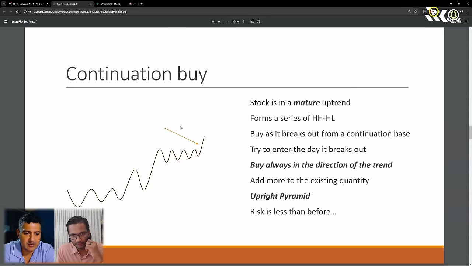This is where I'm interested in continuation buy. The stock is in a mature uptrend. It forms a series of higher highs and higher lows, and I'm trying to buy as it breaks out from a continuation base. That's where my 99% of trades are. The stocks are already in an uptrend and they are now consolidating on the right hand side.